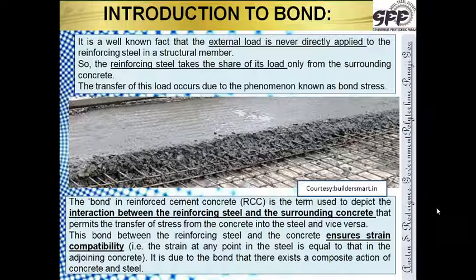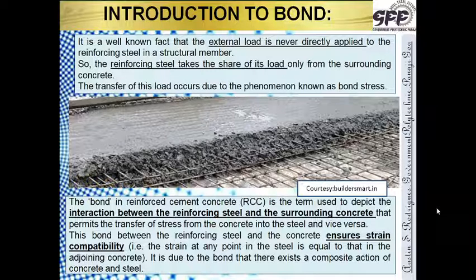Now the term bond in reinforced cement concrete, RCC, is used to depict the interaction between the reinforcing steel and the surrounding concrete, which permits the transfer of stress from steel to concrete or concrete to steel, as the case may be. One thing we have to understand is that the transfer of stress from steel to concrete, or concrete to steel, occurs when there is strain compatibility.